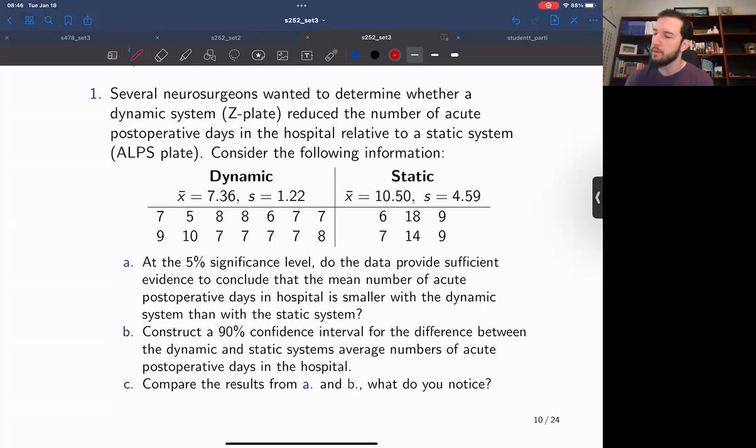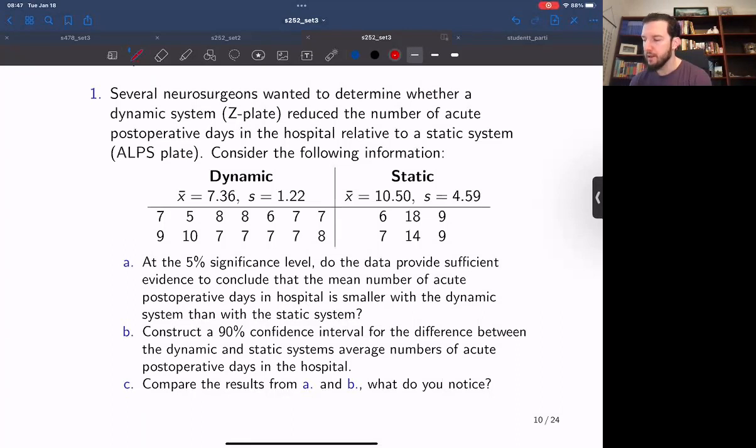All right, so we have here several neurosurgeons wanted to determine whether a dynamic system reduced the number of acute post-operative days in hospital relative to a static system. So basically what this question is asking is, is there evidence that you spend less time in the hospital after you have an operation on one system versus the other? So we're looking for a reduction in amount of time spent in hospital after a particular procedure.